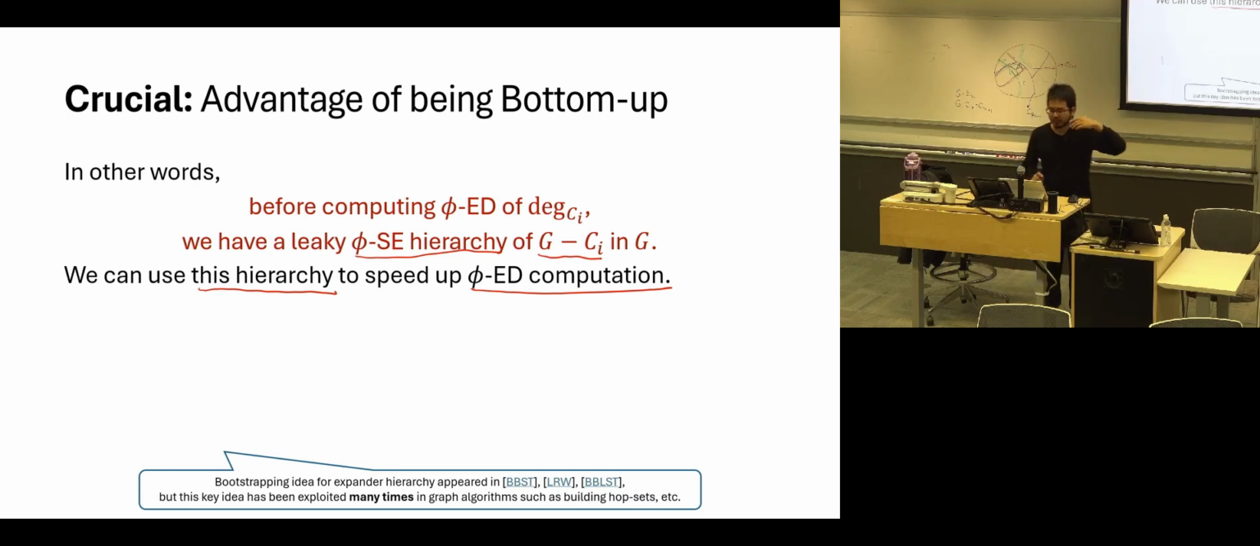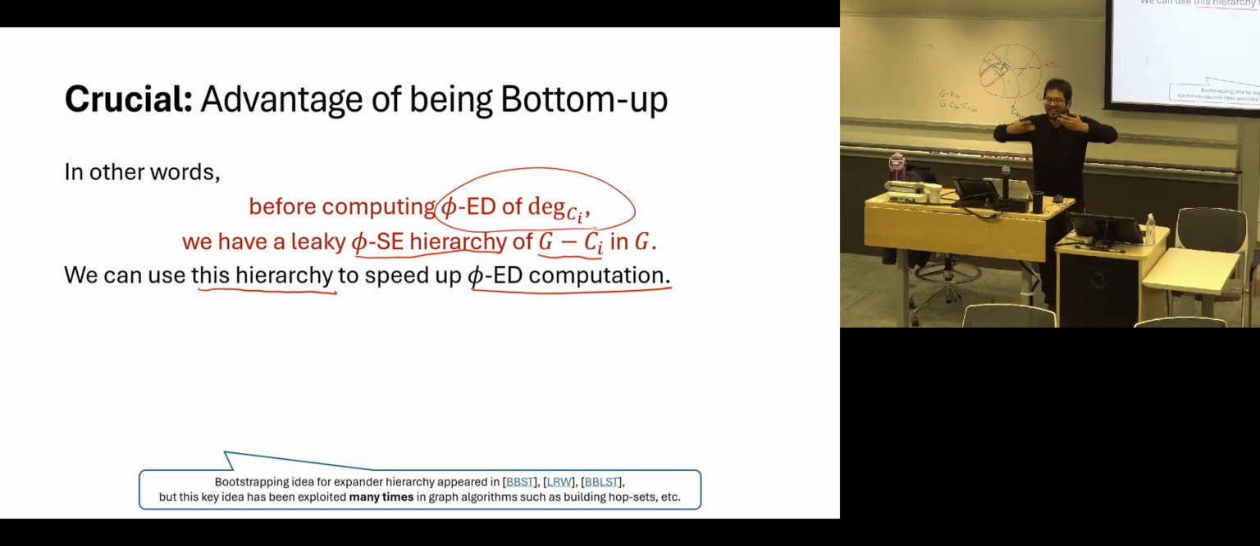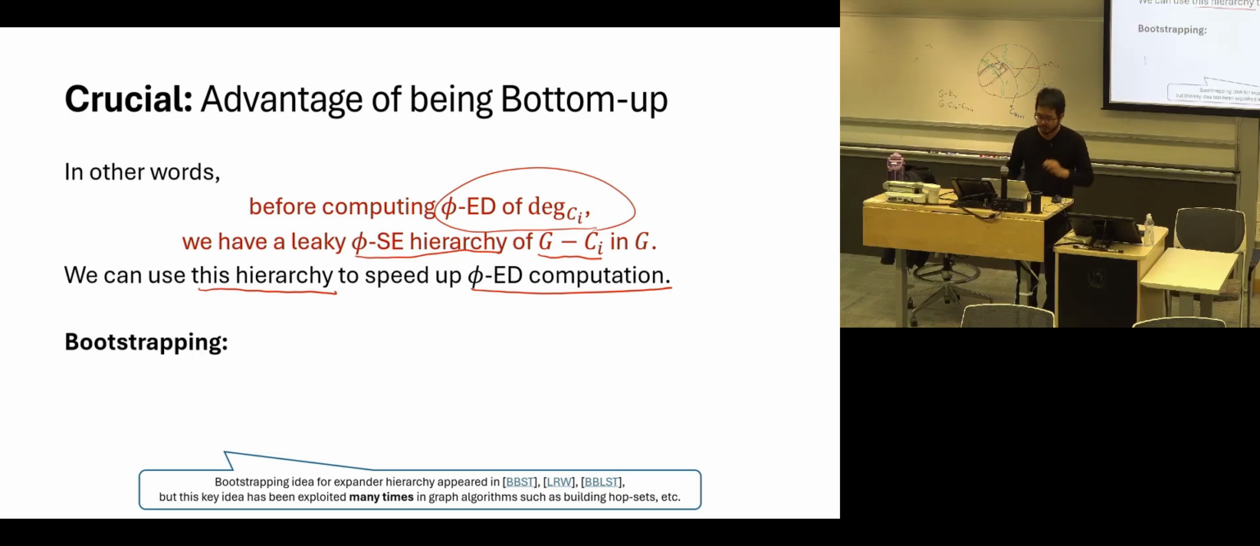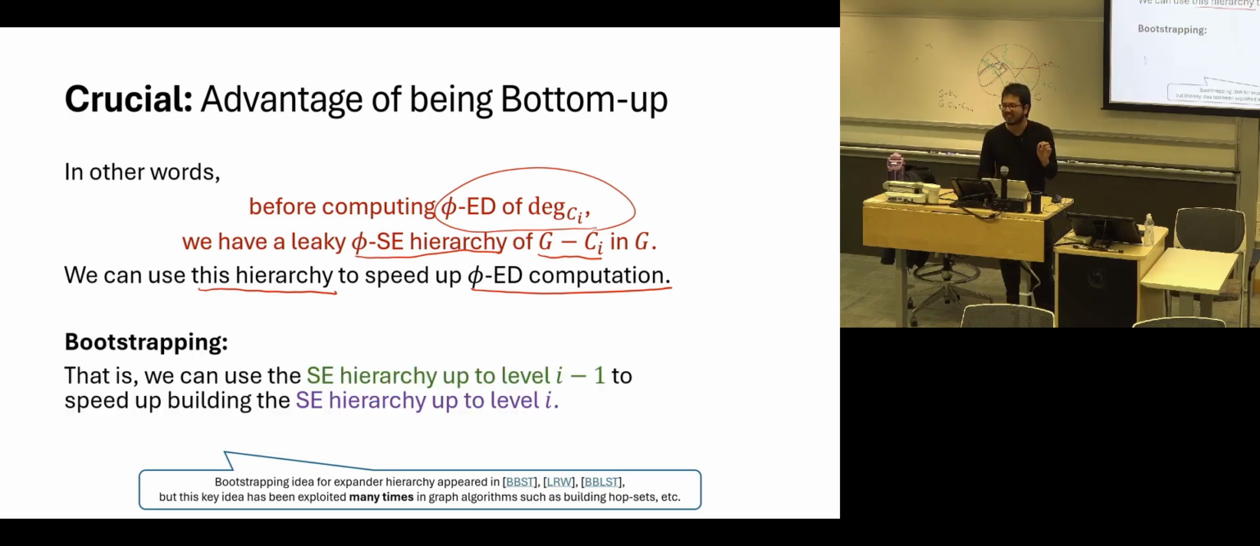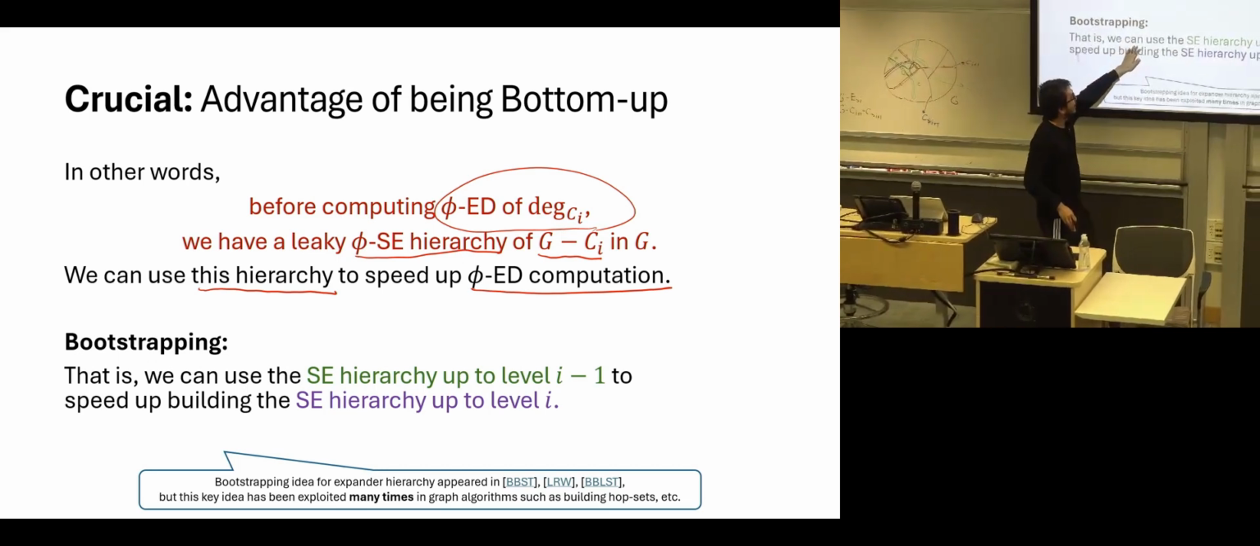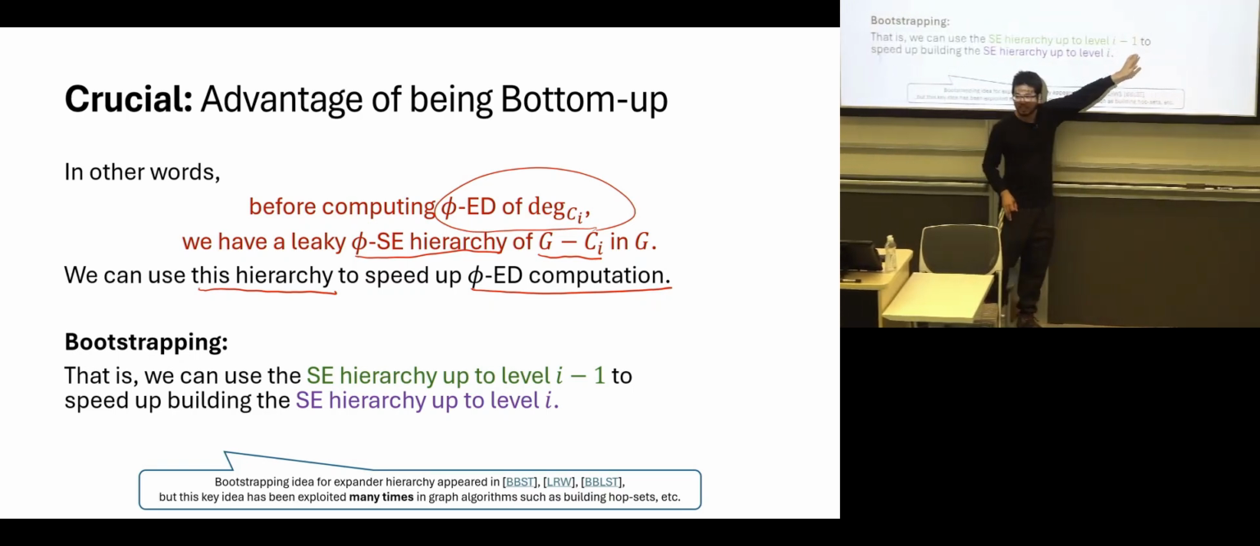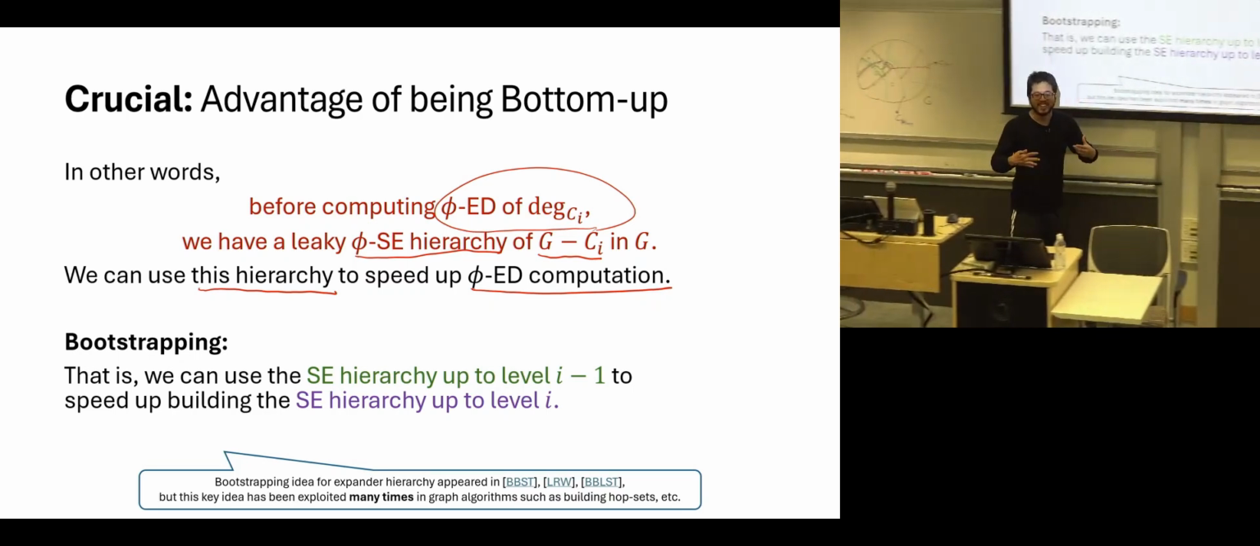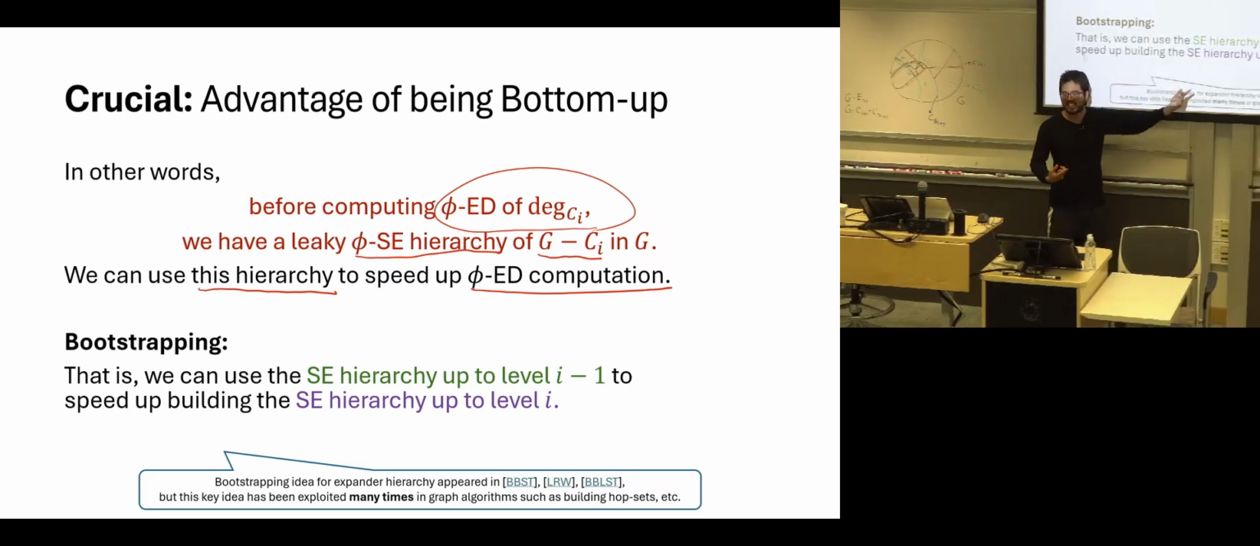If you want to compute some expander decomposition, you basically have the hierarchy structure given to you because we have been building it bottom up. And you can try to use this hierarchy to do expander decomposition to build the next level of the hierarchy. So this is a kind of bootstrapping idea. Let me say it again: we can use the SE hierarchy up to level I-1 to help us build the next level of the hierarchy.